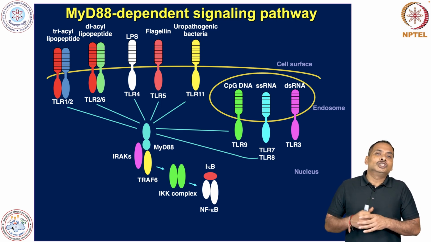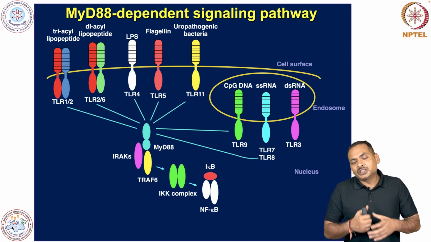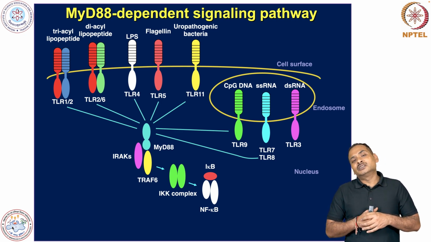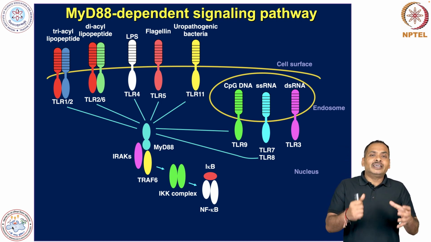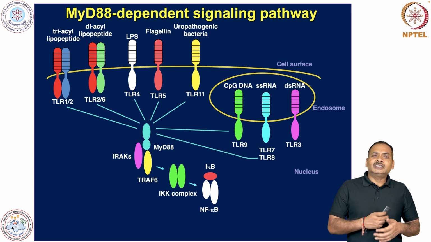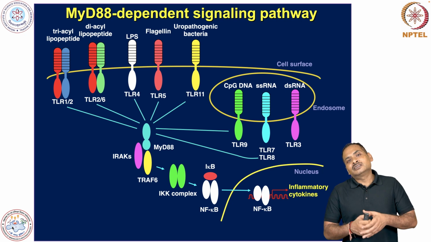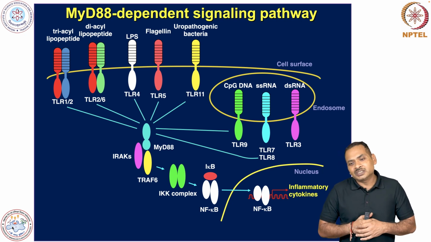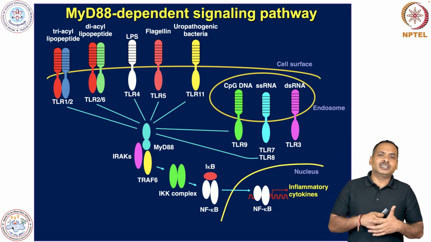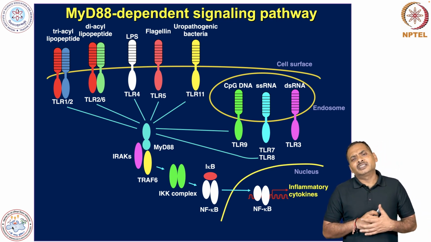there will be a ubiquitination of this I kappa B, and this ubiquitinated I kappa B is degraded by the proteasome. And NF kappa B will be free, and this NF kappa B will be translocated into the nucleus, and this active transcription factor transcribes the genes for pro-inflammatory cytokines, or inflammatory cytokines. So this is the one way by which the signaling is taking place.